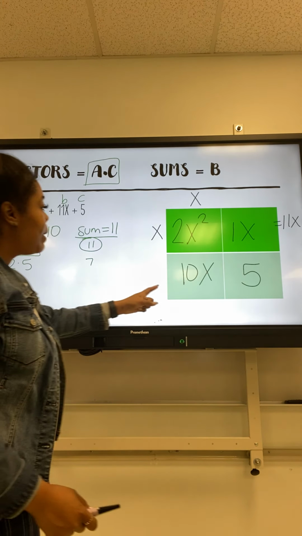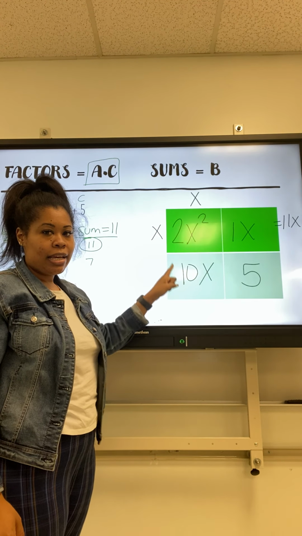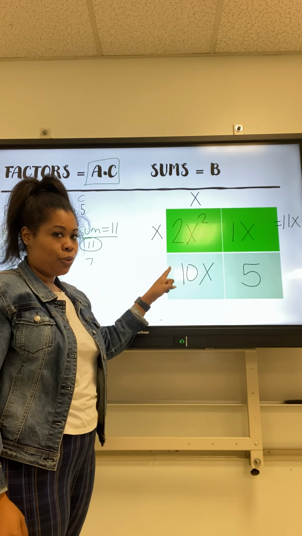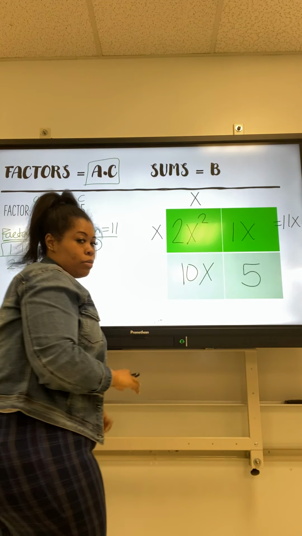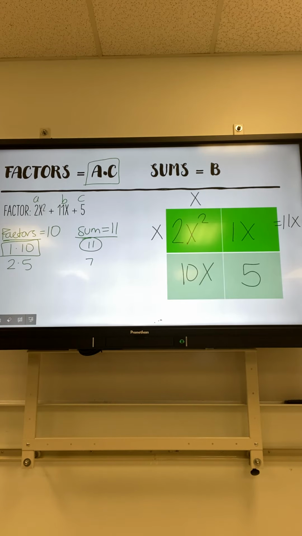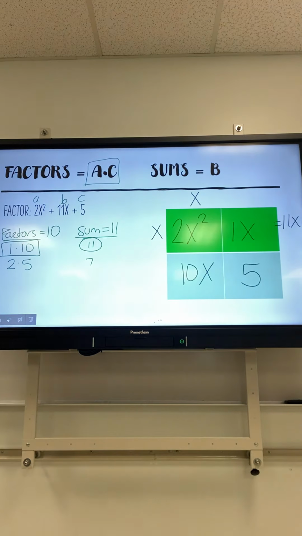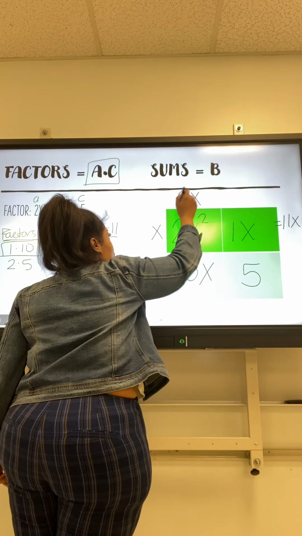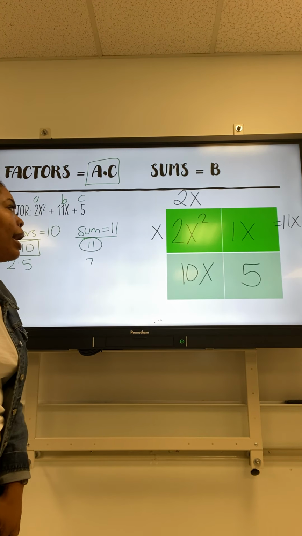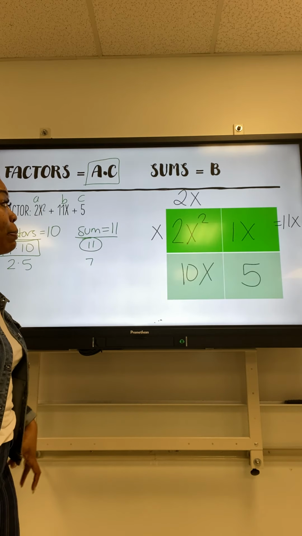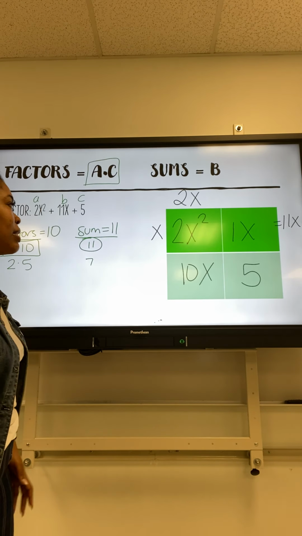If I look up here, 2 and 10, these both can be divided by 2. So what's going to happen here is I'm going to factor out a 2. Okay, so I'm going to factor out a 2 because these have a common factor of 2. And now we can kind of play around like we did before to figure out what else goes outside.